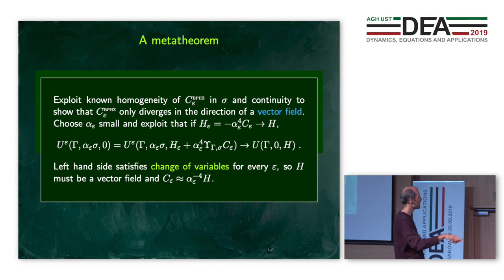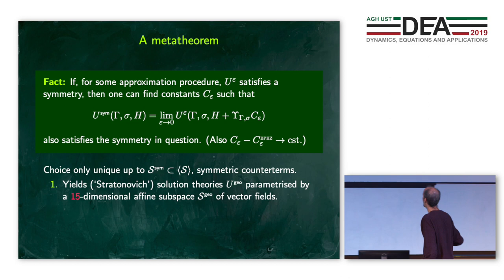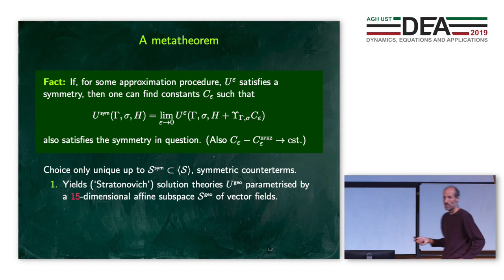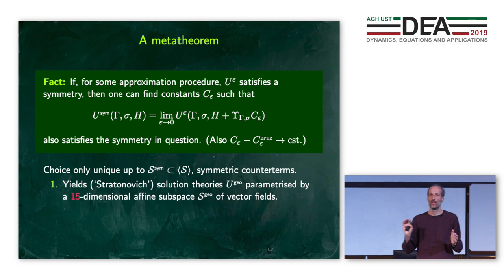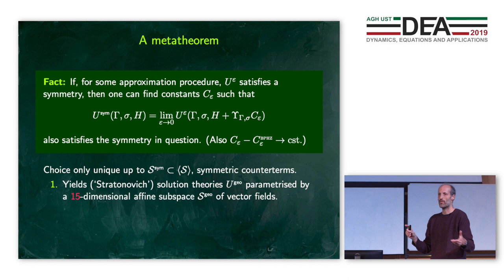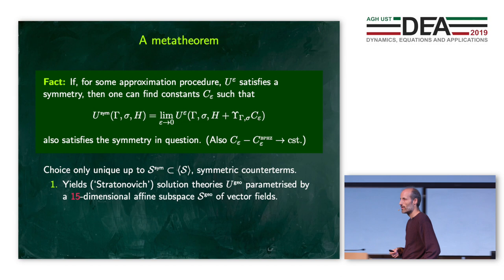Okay, and you can do a similar kind of argument for the Ito formula thing. So here what it tells you is that you can choose these solution theories in such a way that the naive change of coordinates formula holds. No fancy Ito formula or something, just normal changes of coordinates, normal rules of calculus. And it reduces the degrees of freedom, right? So now you have to choose it in such a way that all your counter terms are vector fields. It turns out that now you have 15 degrees of freedom left instead of 54. Okay? So you've reduced it, but it's still not great.